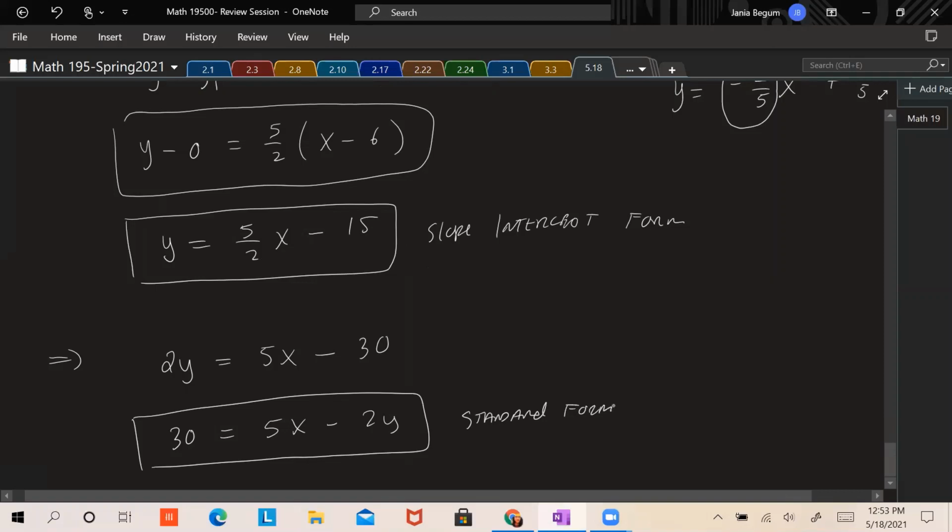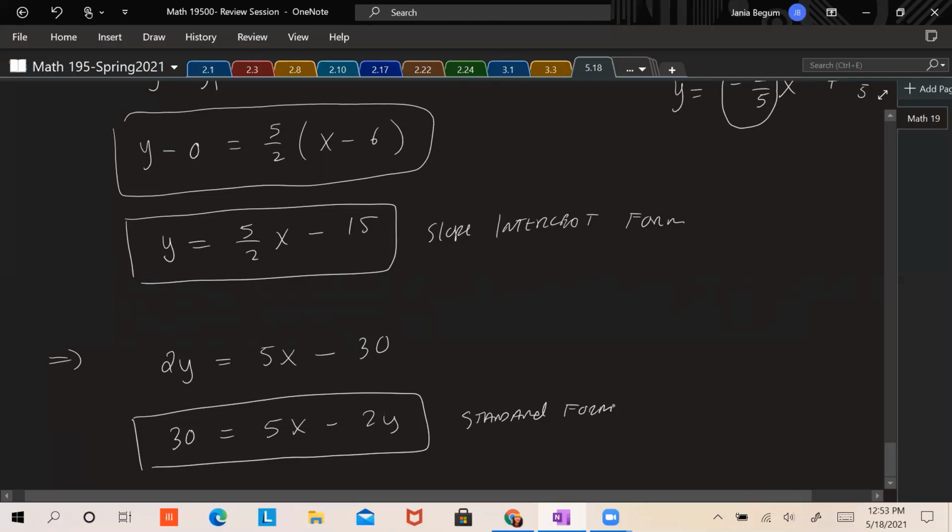Now, some textbooks do move everything to one side, set it equal to 0. That's really up to you, and up to whichever options you see on the test. But know that there are no fractions when you're writing an equation of a line in standard form. Okay, so there you go. That's number 15. Any questions on this?